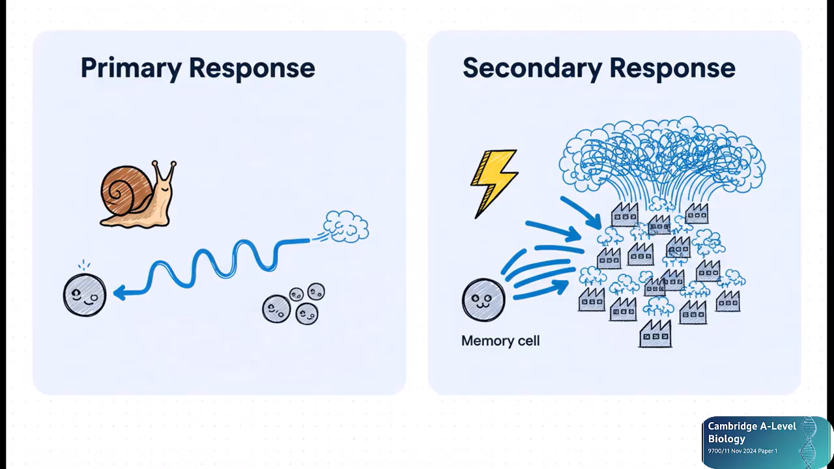The first time you get sick, your immune response is kind of slow and weak. But the second time, it's a whole different ballgame. The secondary response is all about speed and overwhelming force. Those memory cells get activated and they start dividing like crazy, differentiating into a massive army of plasma cells. And plasma cells are your antibody factories. They just churn out tons of antibodies to neutralize the threat immediately. So, the division of memory cells produces a ton of plasma cells, which makes B our answer.